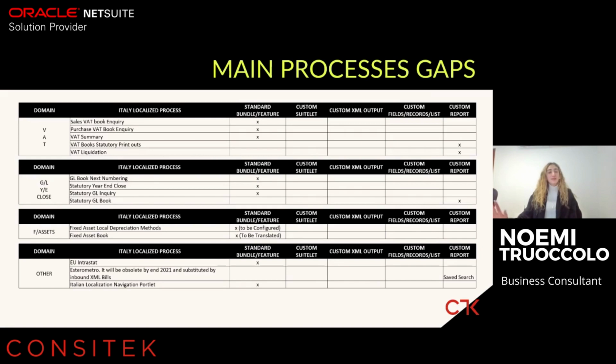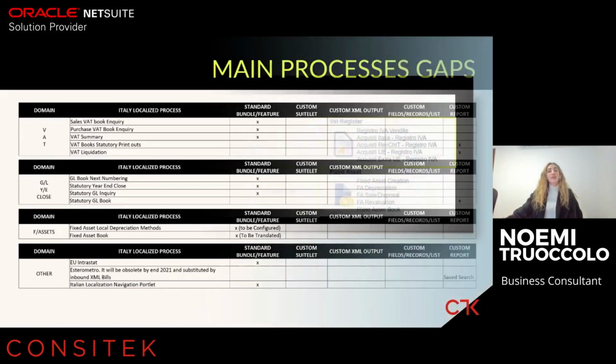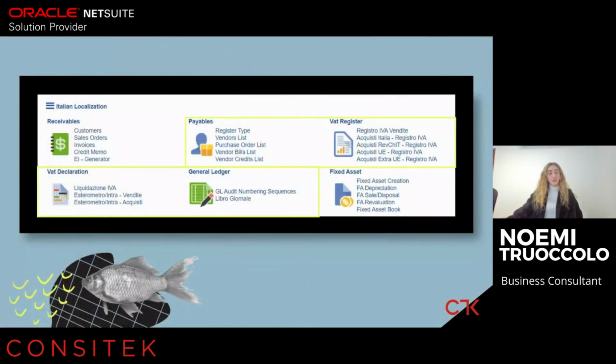The esterometro is the declaration that will be obsolete starting from the 1st of July 2022. And in this case, what we've always done is a custom saved search that NetSuite does not have. And the last but not least is the Italian Localization Navigation Portlet. So in this case, we use the standard NetSuite. And this is an example of the navigation portlet that we usually install on our customers. And as you can see, in this case, we have under control all the main points that are related to the Italian localization.